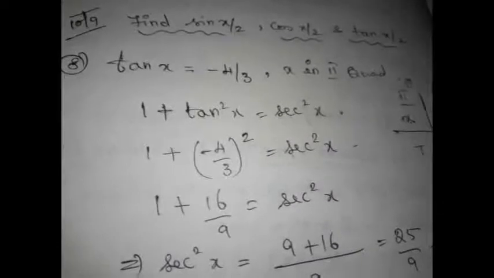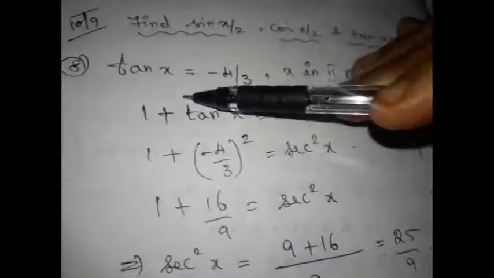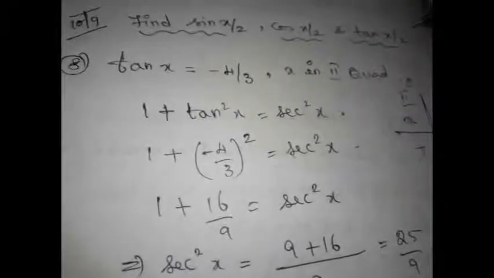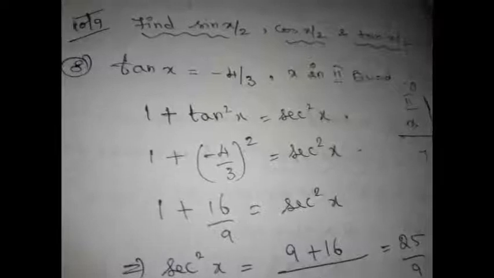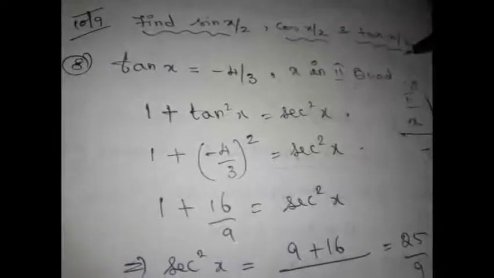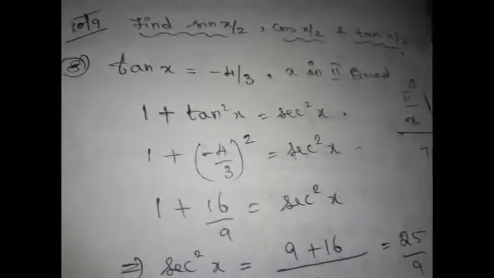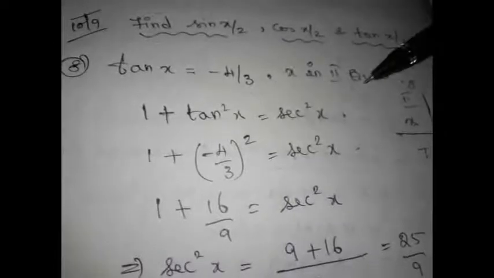Now 8th question, find sin x by 2, cos x by 2 and tan x by 2, given tan x equal to minus 4 by 3 where x is in the second quadrant. Understand the question properly. Tan ratio for angle x is given, but they asked you to find for x by 2. So full angle is given. They asked you to find the trigonometric ratios for the half angles. Okay, and x lies in the second quadrant.